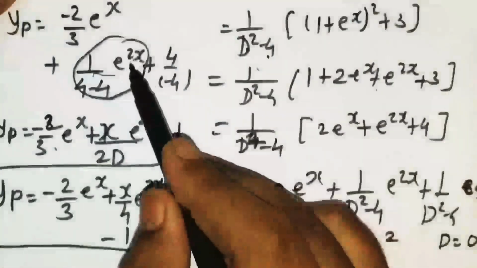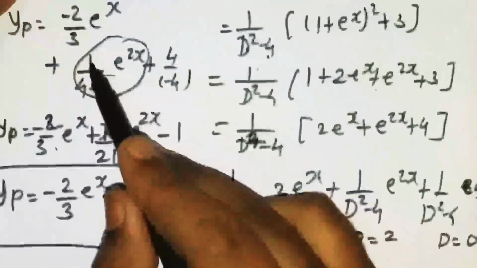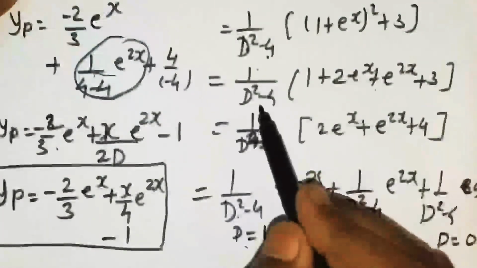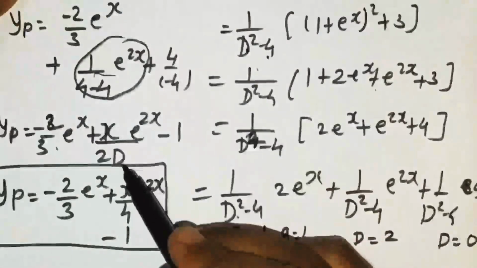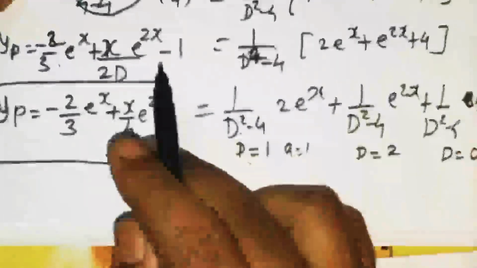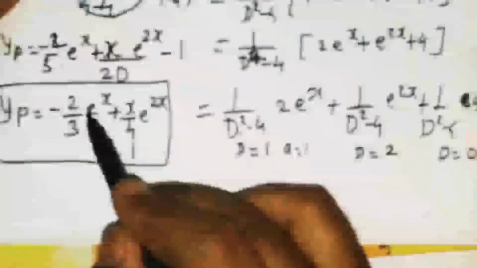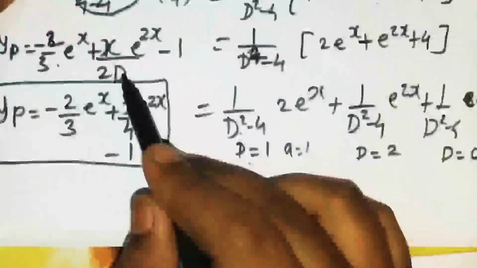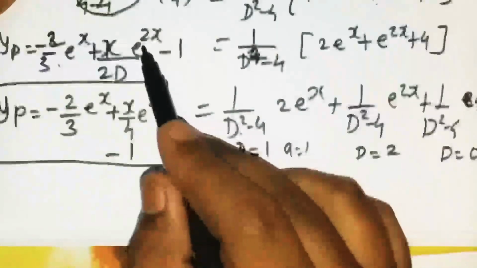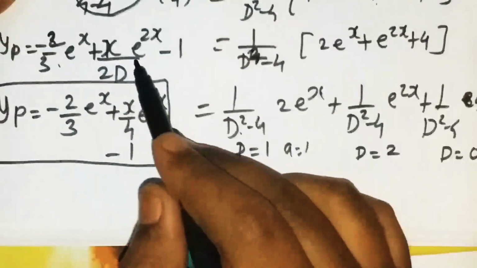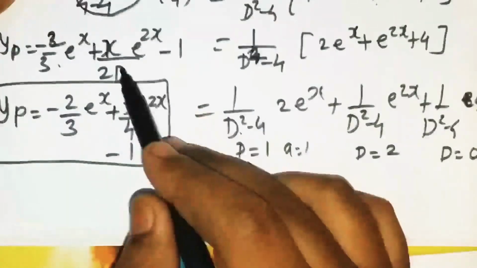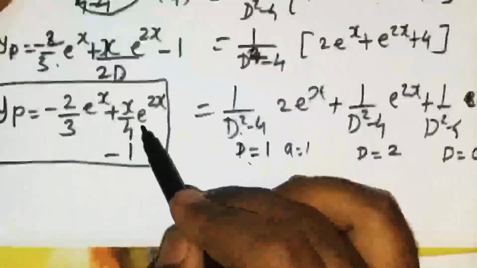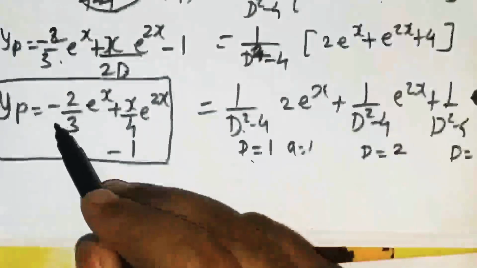For the middle term, e raised to 2x as it is, we multiply the numerator by x and we differentiate the denominator polynomial, which is D square minus 4. The derivative of D square minus 4 with respect to D is 2D. Now these terms we have to continue in the next step: minus 2 by 3 e raised to x and minus 1. Now we have 1 by D, either you can integrate this or one more time you can apply the shortcut method. Replace D by 2 again, so we have 2 into 2 is 4, so x by 4 e raised to 2x. Now all the terms are free of D, it means this is the final particular integral.